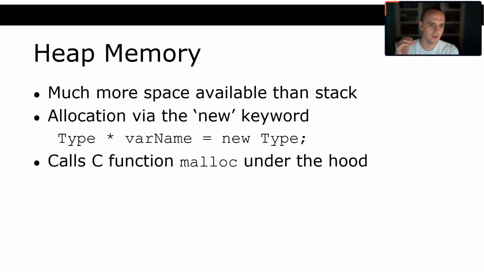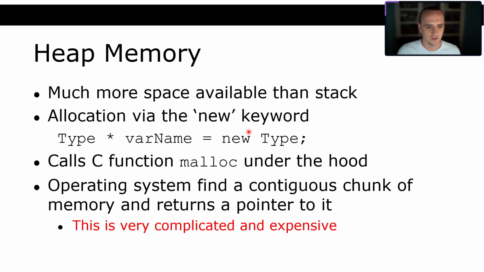So the new keyword under the hood is going to do some magic stuff and call malloc, which is a C function underneath the hood. What malloc does is, malloc is short for memory allocate. Depending on how your operating system works and how your compiler is set up, the operating system is going to go out and find a contiguous chunk of memory that is whatever size you need, and it's going to return a pointer to it.